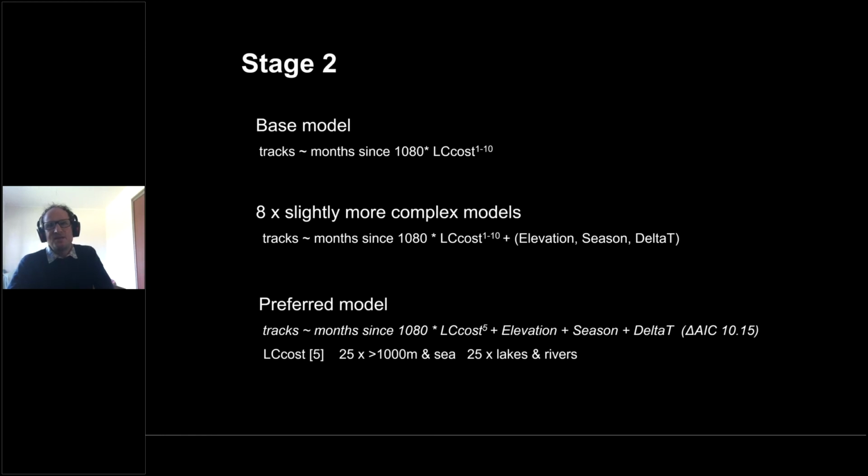Delta T, for those who haven't encountered it, which I imagine is a small group, is based on a bit of work by Dave Kelly and is used as a predictor for beech mast. So think of it, I guess, as a proxy for available food. The preferred model to emerge from this model selection process was one that included all parameters. It was clearly distinguishable from the next best model, which was identical but did not include delta T. It was based on a cost surface with a 25-fold penalty for high elevation areas and sea, and a 25-fold penalty for lakes and rivers.